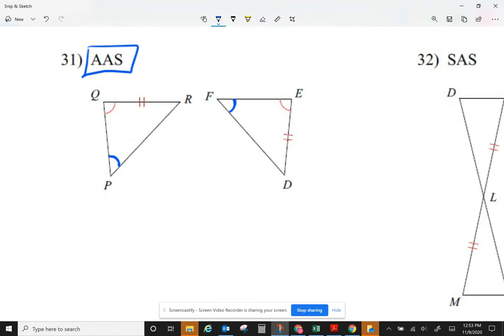So for the first triangle, I'm going to use all three letters. Make sure P is in the center. So I'm going to call this RPQ. For the other triangle, I'm going to use three letters. Right? When you're dealing with angle, you use three letters. Make sure F is in the center. EFD.